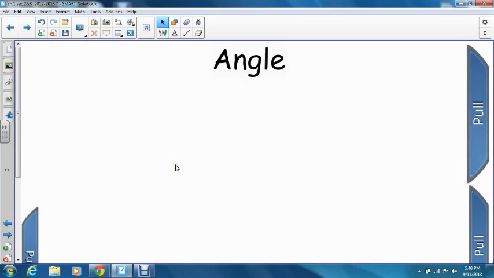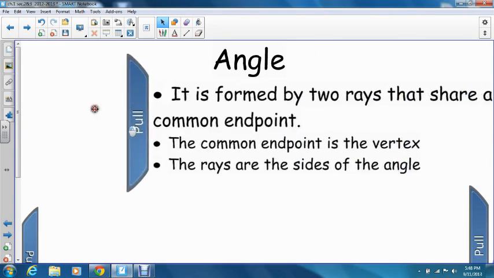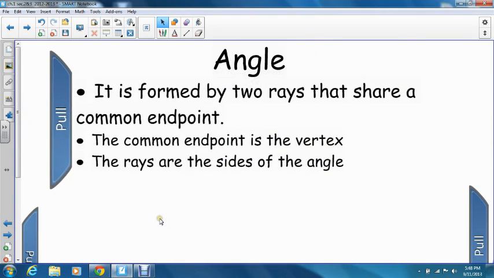All right, now this first term, we'll talk about what an angle actually is and the definition of an angle. And I'm going to go through these fairly quickly just to kind of keep the video shorter. If you need to, pause the video at any point, make sure you get everything written down, and then keep going through it. Okay, so an angle, it's formed by two rays.